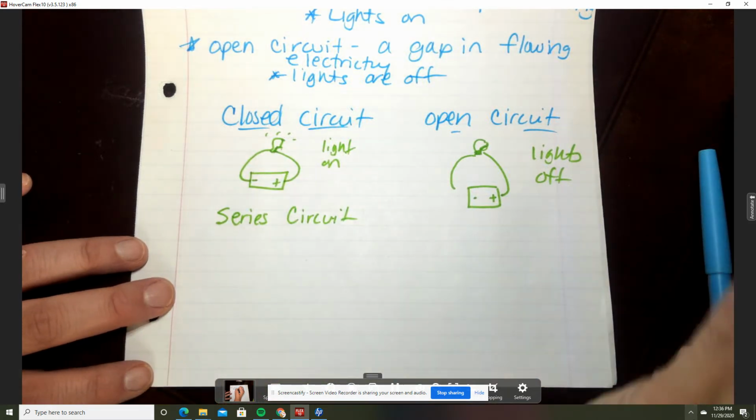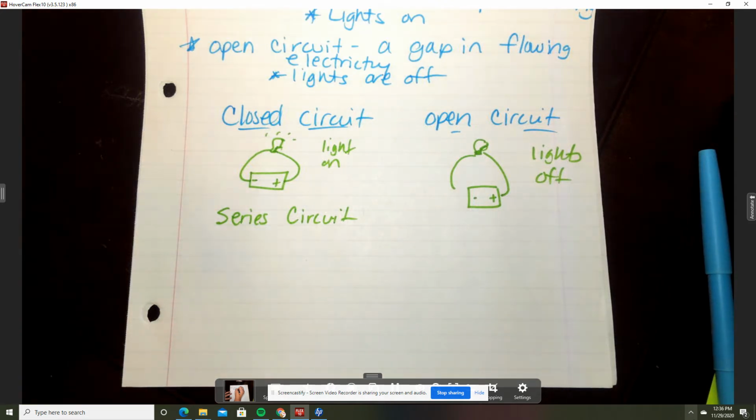Now, if you have a series circuit, I am so sorry, the smoke is killing me.